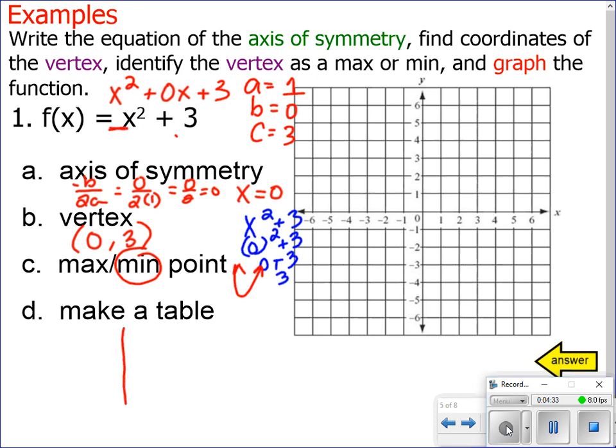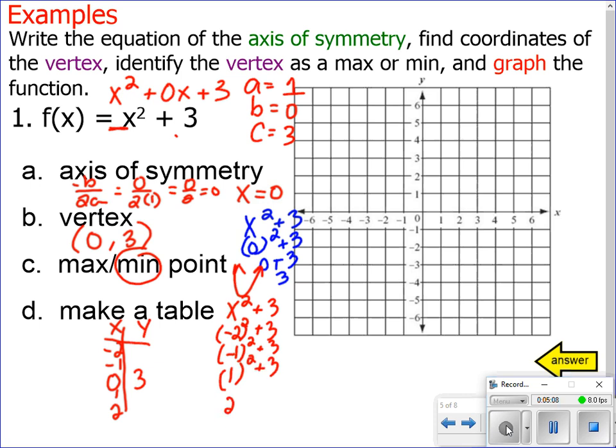Now I'm going to make a table of values so that I get some other points here. My vertex is going to go in the middle, and then I'm going to find 2 points that come before, so negative 1 and negative 2, and 2 points that come after, that is 1 and 2. And then I'm going to use my x squared plus 3 equation, and I'm going to put in these points. So my first point is going to be negative 2 squared plus 3. And I'm going to have negative 1 squared plus 3. I already have 0, so then I'm going to drop down to 1 squared plus 3, and 2 squared plus 3.